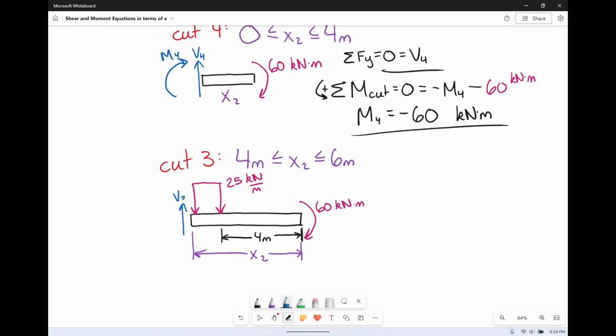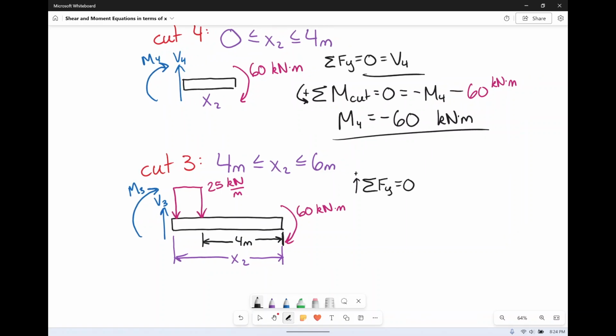So shear goes up, shear 3 goes up, and moment 3 goes clockwise. All right, let's have fun. Those are our diagrams so far, so let's enjoy the math and see where it takes us. So we're going to sum the forces in the y direction and set it equal to 0. Again, my up direction is positive. So we've got shear 3 going up.